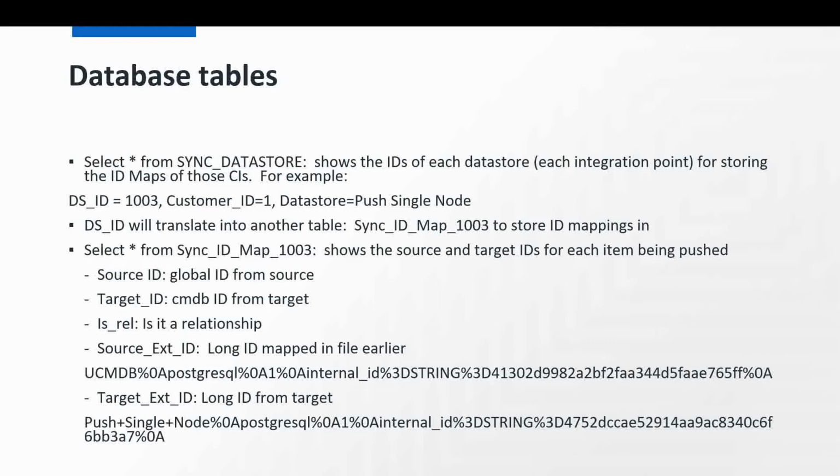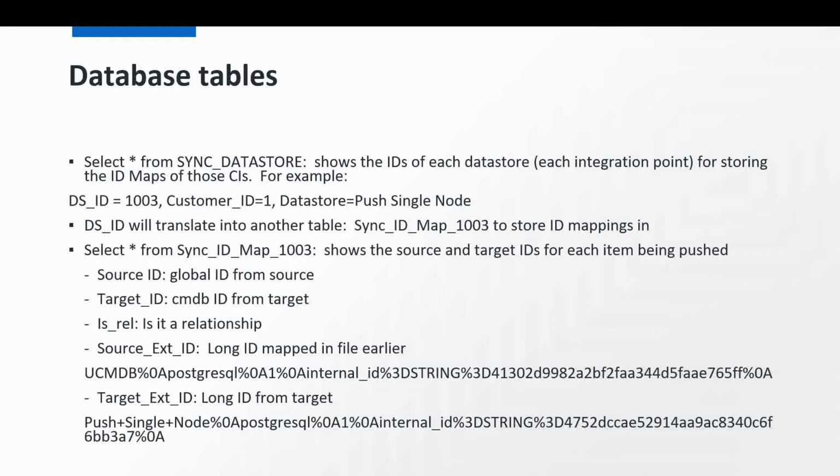The DSID will also be in another table called sync ID map _ and then the number of the DSID, DS data store ID, right? 1003. In there, we will store the mappings. So if I run, for example, select star from sync ID map _ 1003, it will show me the source and target IDs for each item being pushed, right?